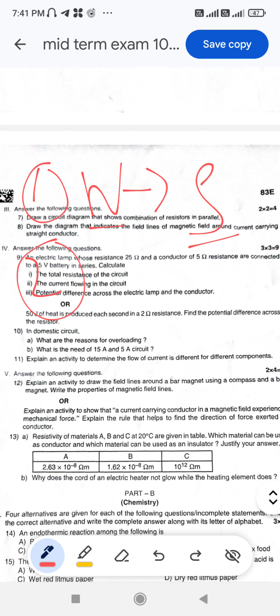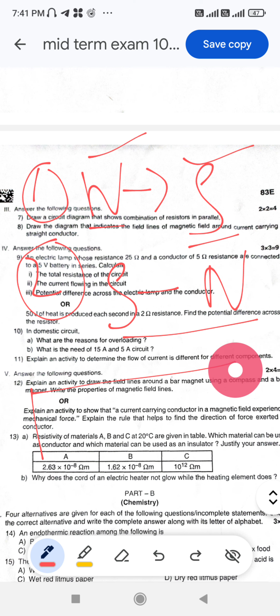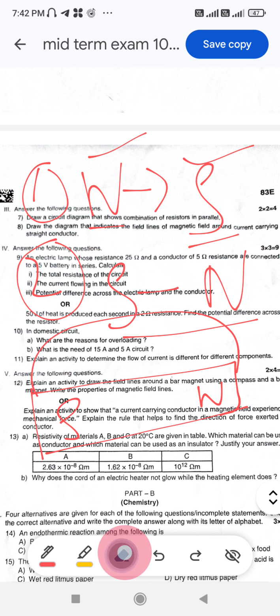Second, inside the magnet, the direction of the magnetic field lines is from south pole to north pole. For example, here one bar magnet is there, here north, here south. They will emerge from here and merge here.